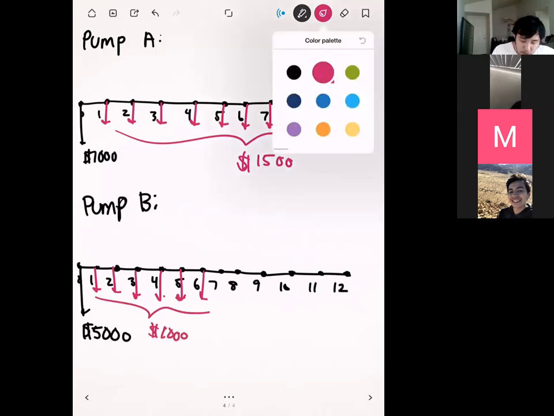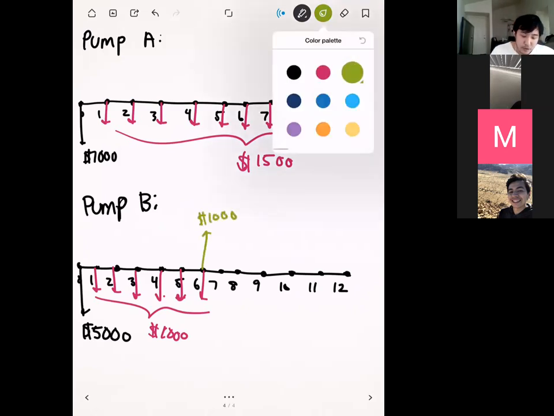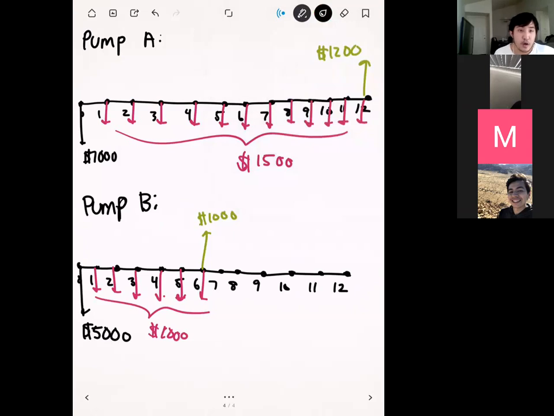And then we also have our salvage value here. So our salvage value here is also 1,000. Okay. But that's only for the first 6 years, right? And so we won't be able to actually compare this with pump A because we can't compare something that only lasts 6 years to something that lasts 12.